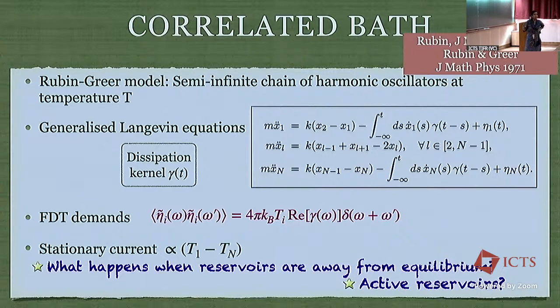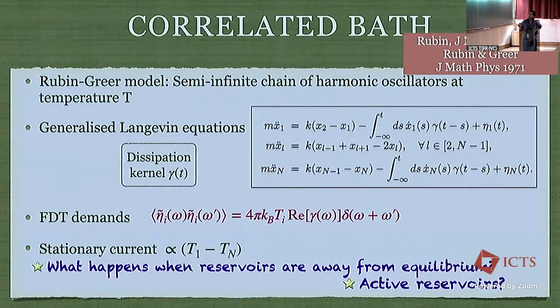Instead of a constant dissipation, I have a kernel gamma(t minus s). So the acceleration of this particle depends on the history of velocity, and we have a noise kernel. This noise kernel is still Gaussian. This friction kernel can also be derived, but what is important is that because this bath is still in equilibrium, it must satisfy the fluctuation dissipation theorem.